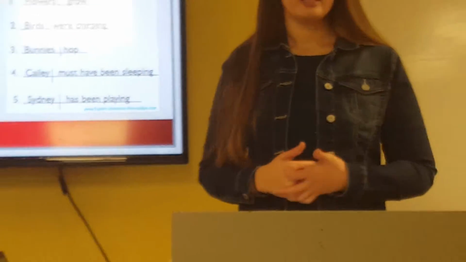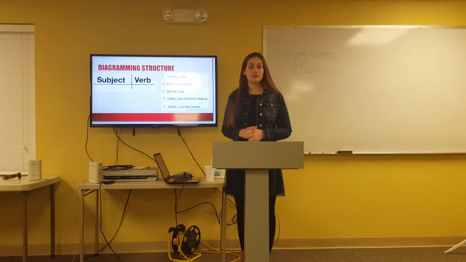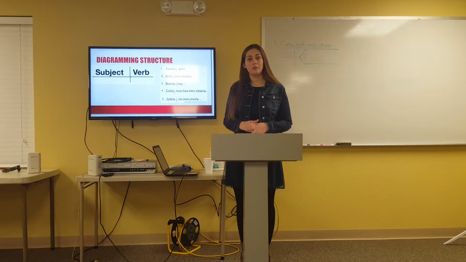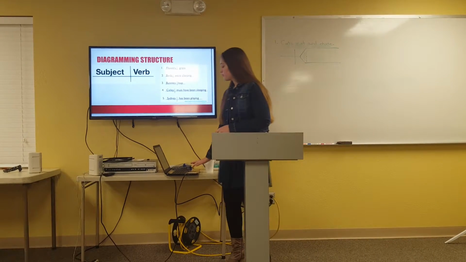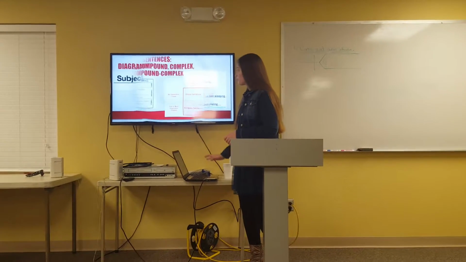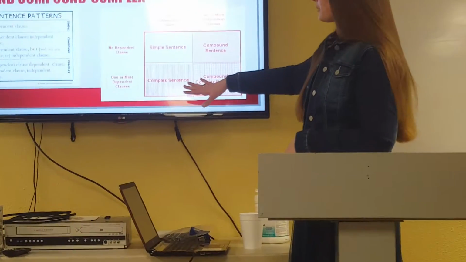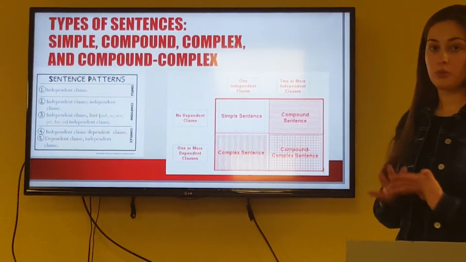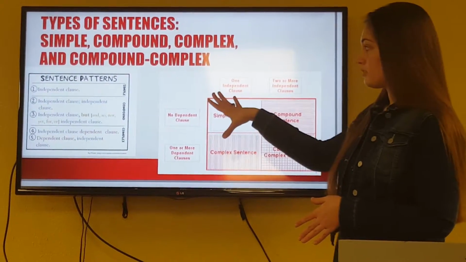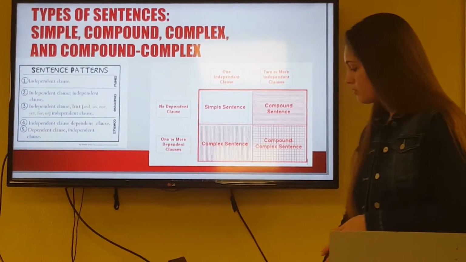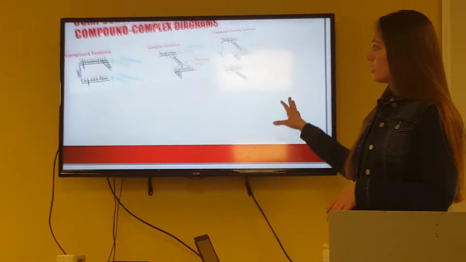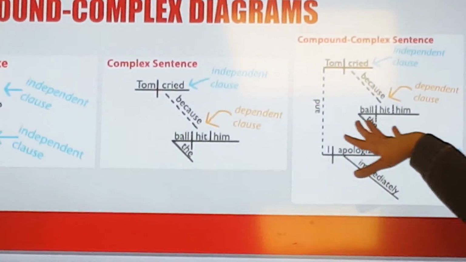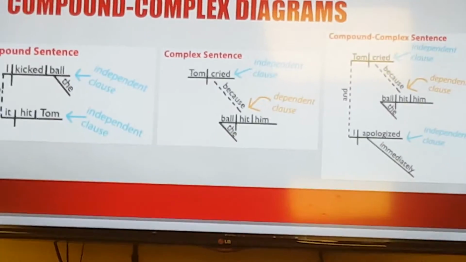To begin diagramming, the type of sentence must be determined, whether it be simple, compound, complex, or a compound, complex sentence. So here are the 4 types of sentences that will determine what kind of diagramming structure you'll be using. Today we're going to discuss mostly simple sentences. This is what the compound, complex, and compound, complex normally look like.